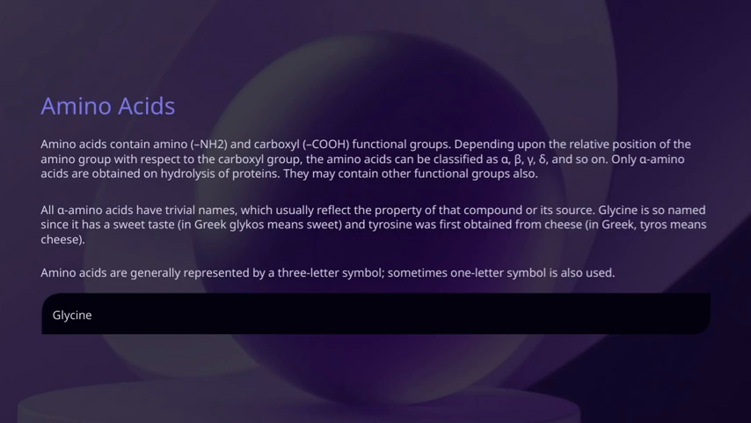Amino acids, in general, contain two main functional groups: the amino group, which is NH2, and the carboxyl group, which is COOH. The position of the amino group relative to the carboxyl group determines how we classify the amino acid, whether it's alpha, beta, gamma, delta, and so on. When we hydrolyze proteins, only the alpha amino acids are obtained, which are the ones most relevant to our discussion. It's also worth noting that amino acids can have other functional groups attached, which adds to their diversity and functionality.